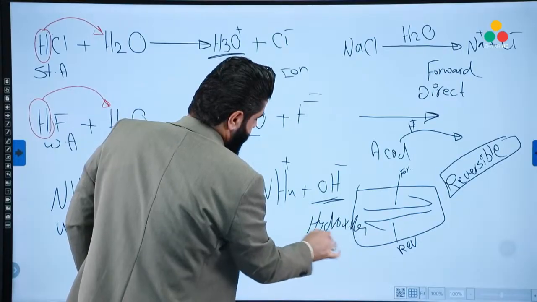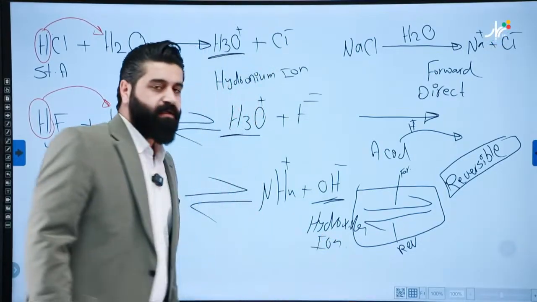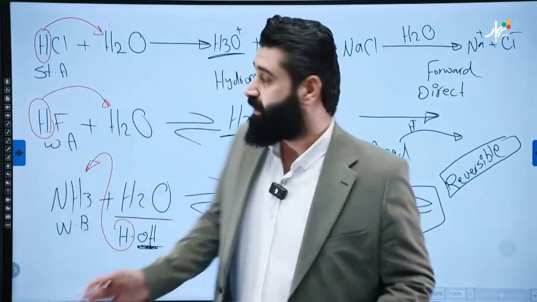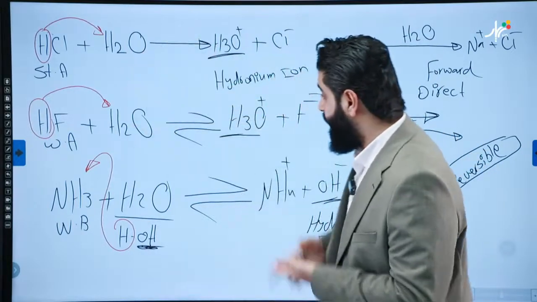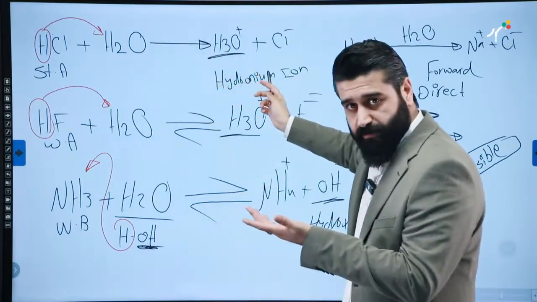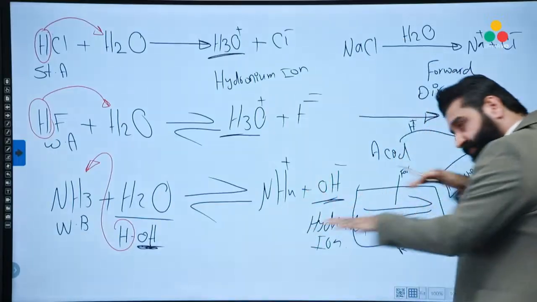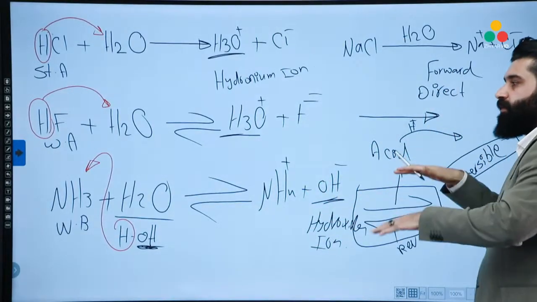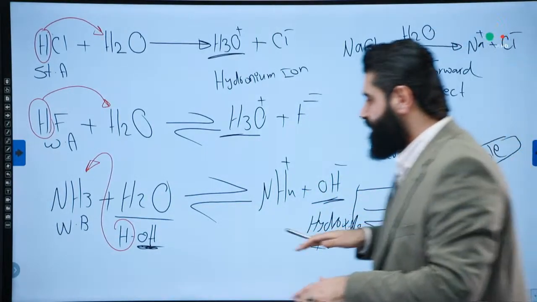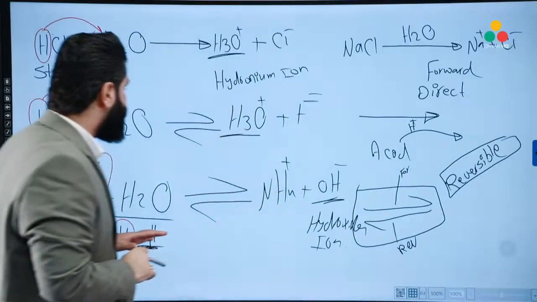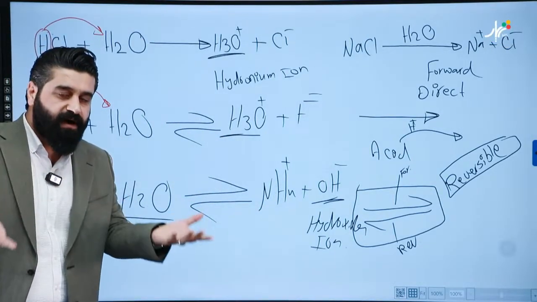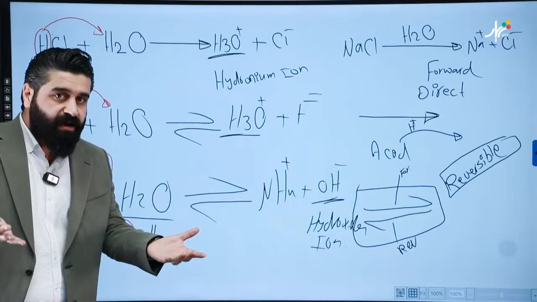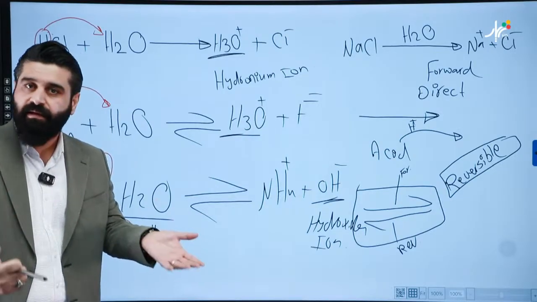Hydroxide ion. This is how you write the ionization reaction. Write water as one of the reactants. Then, if it's strong, write the direct arrow. If it's weak, write the reversible arrow for the equilibrium establishment. Then write the products. But I said the process is the formation of ions that are not present previously.